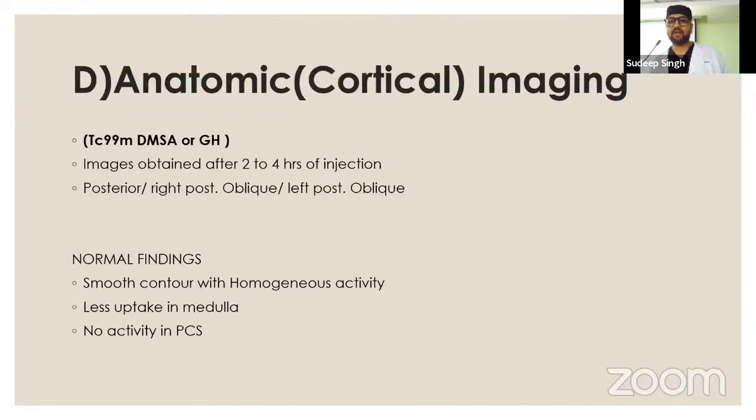Then anatomical or cortical imaging, we use DMSA or GH. The images are obtained 2 to 4 hours after the injection: posterior, right posterior oblique, and left posterior oblique views. The normal finding is a smooth contour with homogeneous activity, less uptake in the medulla, and no activity in the PCS.